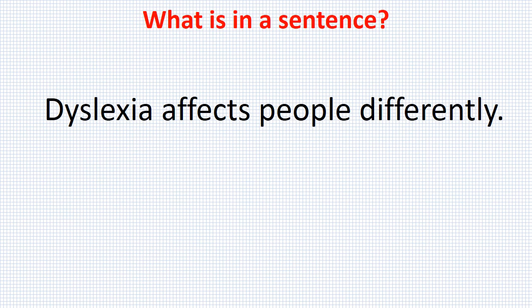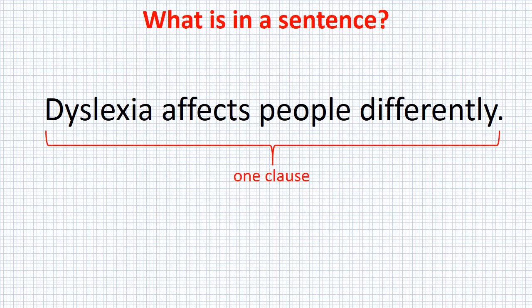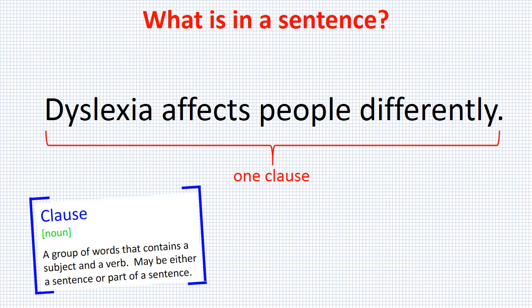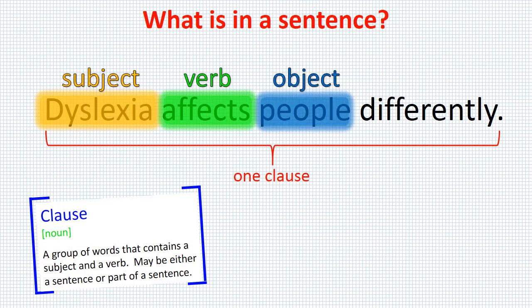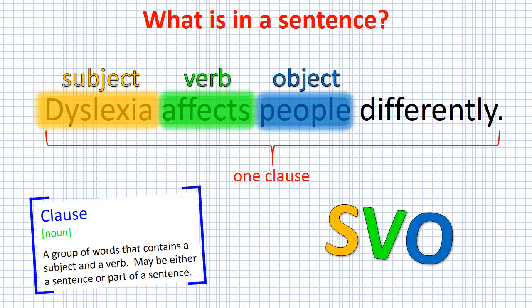Have a look at this sentence. This is a simple sentence from text B. But what exactly does that mean? Well, it means that it just has one clause. So what is a clause? Well, a clause is the basic building block of a sentence and consists usually of three elements: a subject, a verb, and sometimes an object, or SVO.